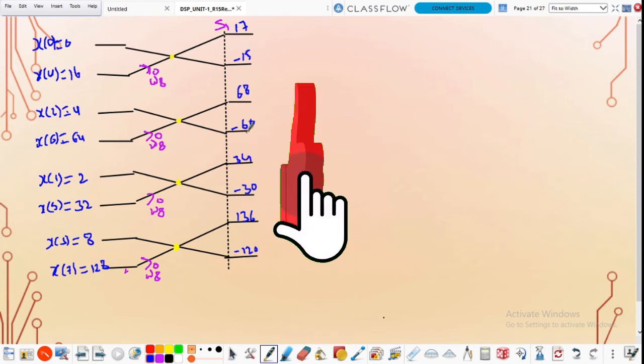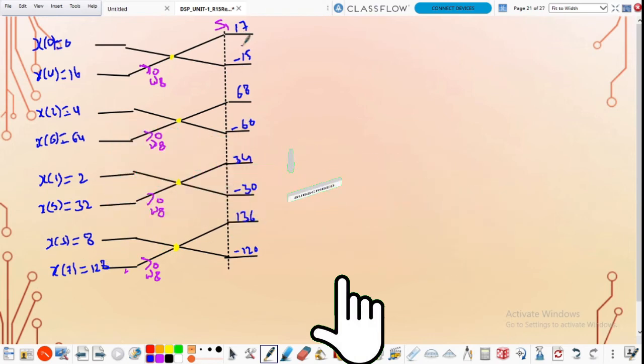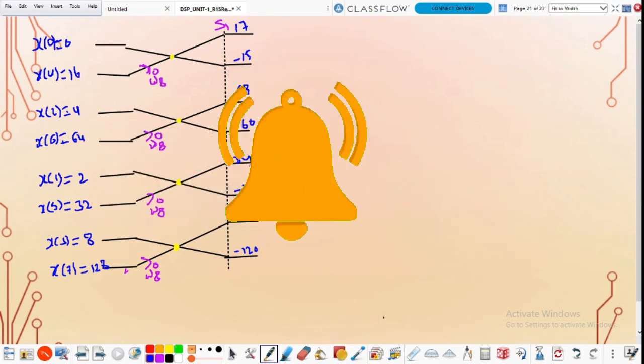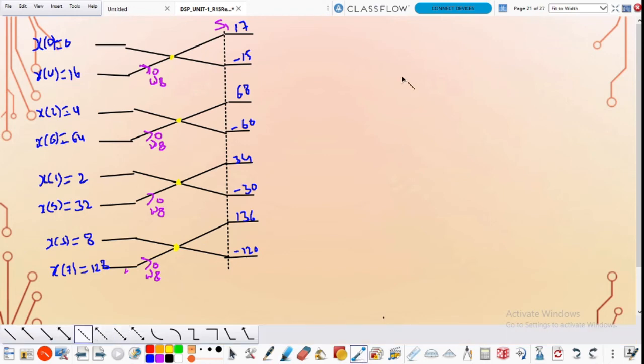Okay, now here these first four samples are one combination, and the second four samples are another combination. So this is the first N by 2 point DFT, and this is the second N by 2 point DFT. Now these two samples are drawn in the upward direction, and these two samples are drawn in the downward direction. So next calculate the second stage output.